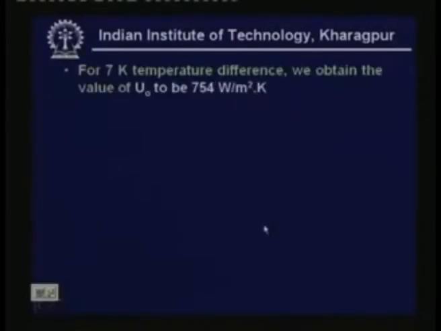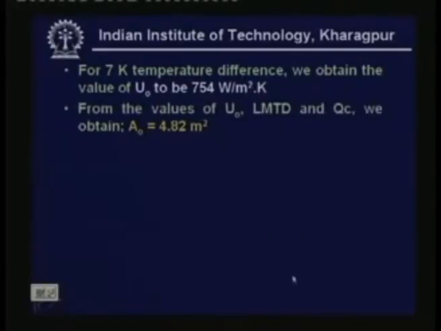So for 7 K temperature difference, we obtain the value of U naught to be 754 watt per meter square Kelvin. Once you know the value of U naught, LMTD and QC, we find the value of A naught equal to 4.82 meter square. Ultimately, we have to find the length of the tube. So A naught is nothing but, there are 56 tubes.